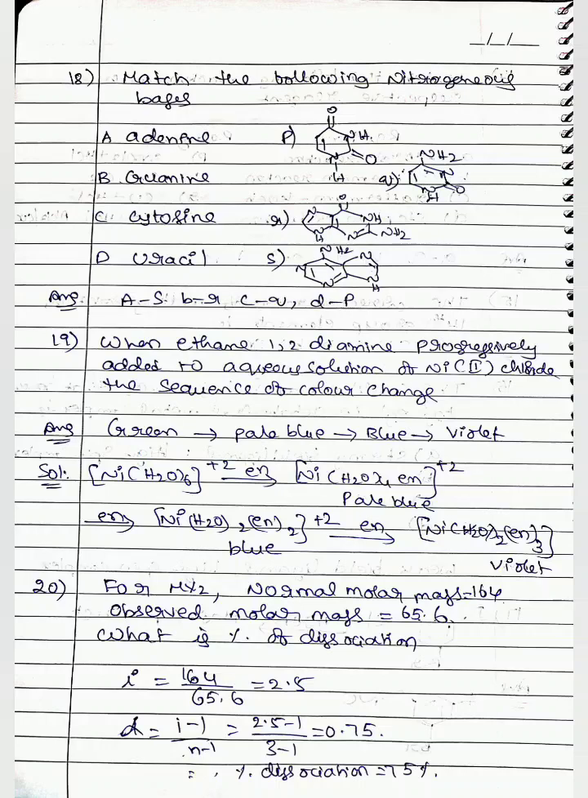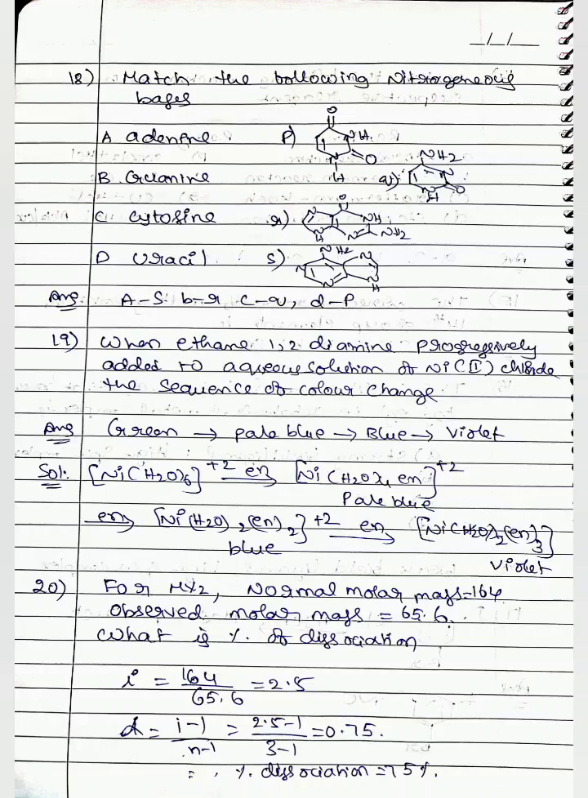Here I mentioned the solution also, where slowly two water molecules are replaced by one ethylenediamine ligand. So the first complex will be pale blue. Next, for further substitution, we get blue color, and for the final substitution we get the violet color of Ni(en)3.